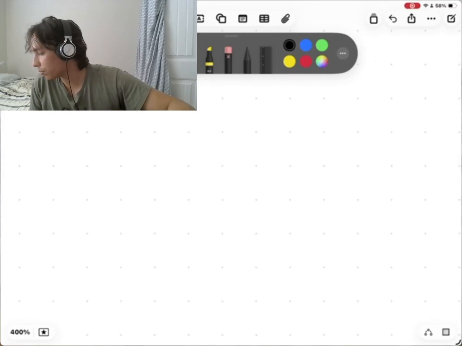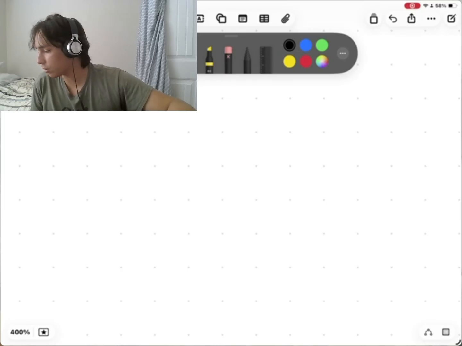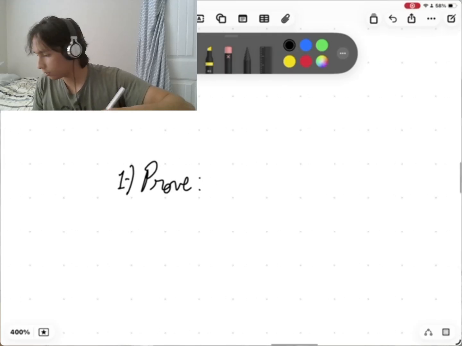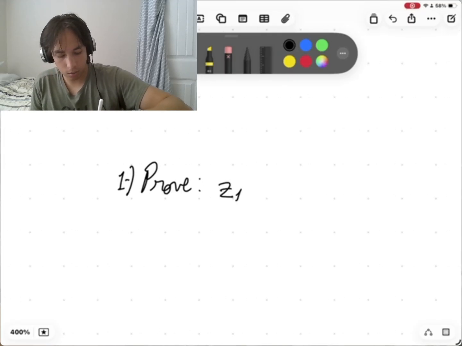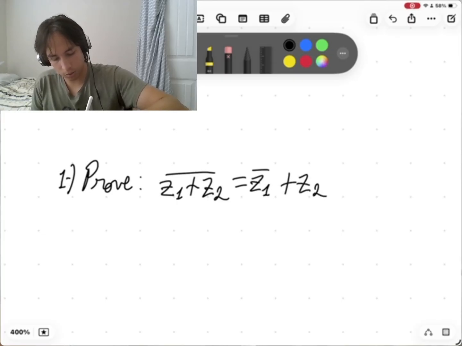Oh, here comes a proof. I'm not sure if I'm ready for this proof, or if we even have time for that. I'm going to try to do one proof. Prove the complex conjugate of z1 plus z2, I'll explain what it is in a second, equals the complex conjugate of z1 plus the complex conjugate of z2.